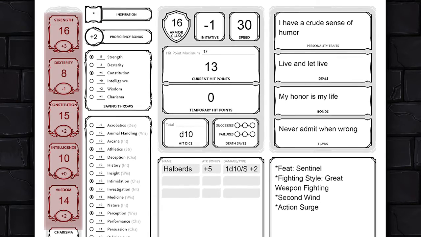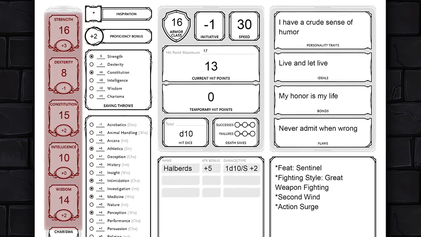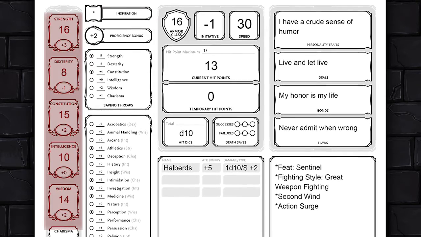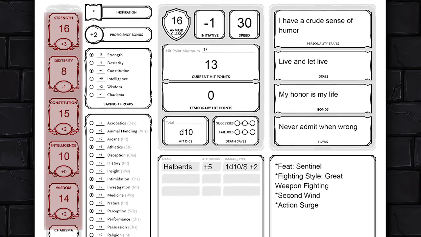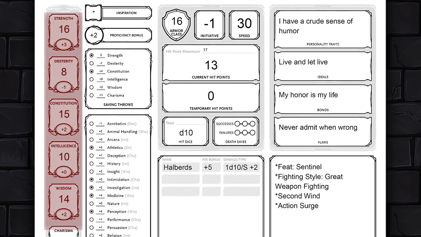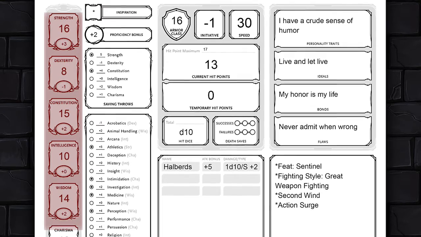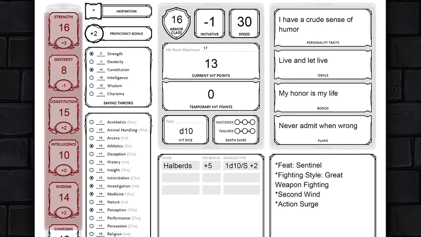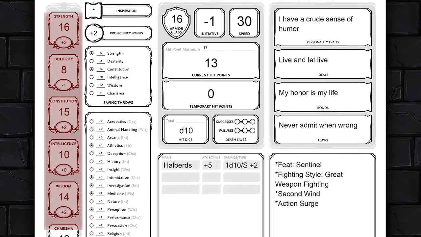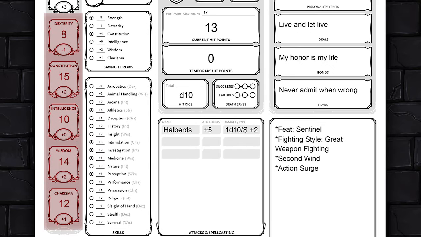So strength 16, that's a modifier of +3. Dexterity, that's 8, -1. Constitution 15, yeah, Bob likes them steaks. So that's a +2. Intelligence, that's 10 and a modifier of 0. Hey, don't judge. Bob is not paid to think all that much, actually. Wisdom 14, so that's a +2 modifier, and then charisma. That's a 12 and a +1.